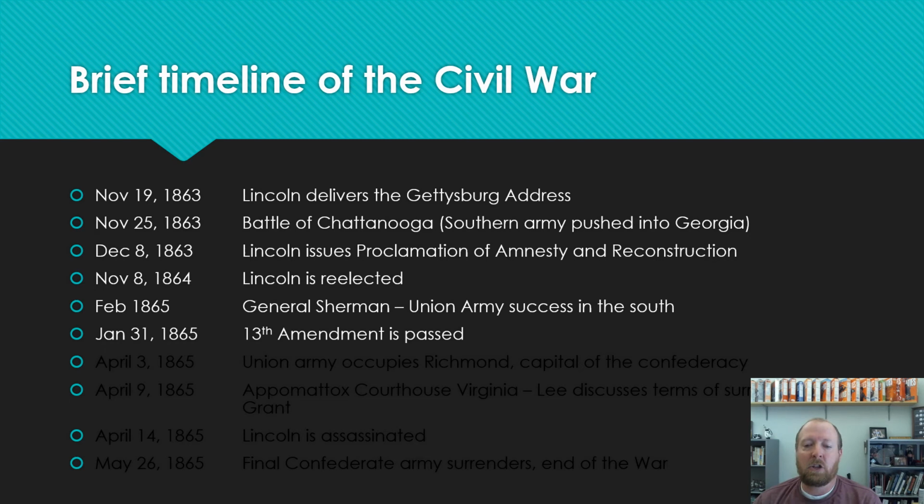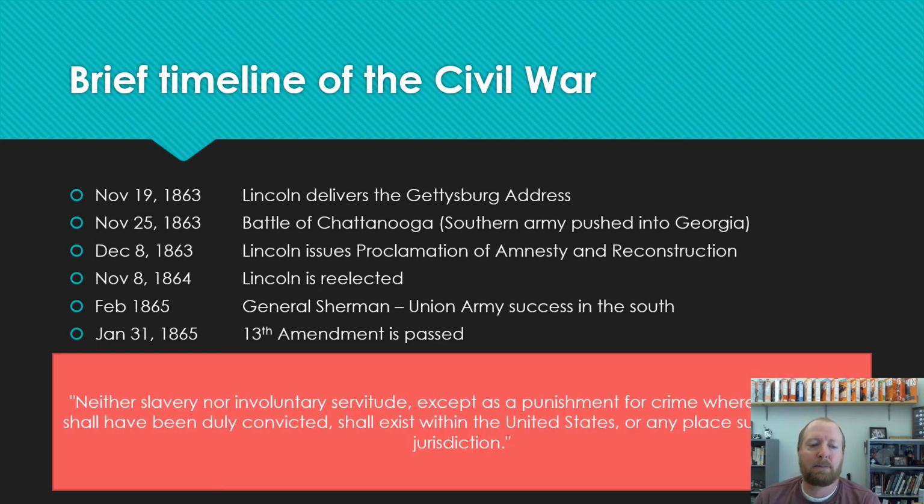General Sherman and the Union Army begin to push into the South and have great success. And Lincoln thought, this is the time that we have to free all slaves. And so the 13th Amendment is passed in 1865, and this is what says neither slavery nor involuntary servitude shall exist within the United States. But there is a caveat here, and we'll get to this in later chapters, that if you're punished for a crime, you can be enslaved.